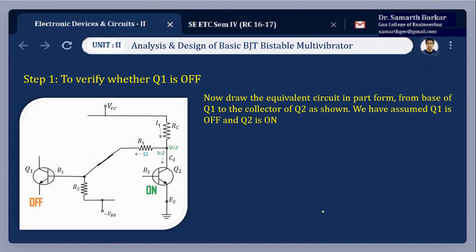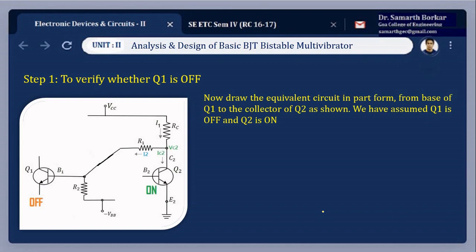So we'll solve this problem step by step. The first step is to verify whether the transistor Q1 is off. We started with the assumption that transistor Q1 is off and transistor Q2 is on. Now we have to make sure that Q1 is indeed off. To understand this, we draw the equivalent circuit as shown in the figure. Q1 is off, so we neglect all the circuitry associated with it, and Q2 is on. On meaning there is a proper flow of current, so we need a proper path for that current to pass through.